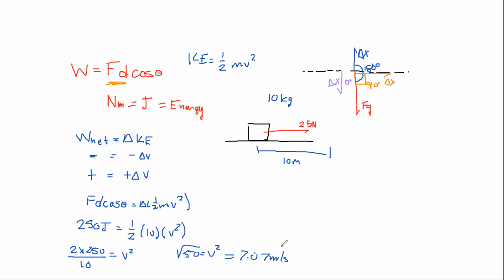All right, so let me adjust this. We're going to add another force. Same exact problem, except now we're going to add in 10 newtons of friction. All right, so now we're on a friction surface. Friction has 10 newtons of force. All right, so you might think, but what do I do now?